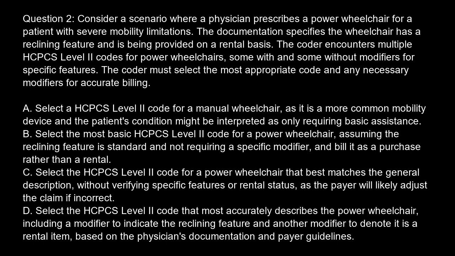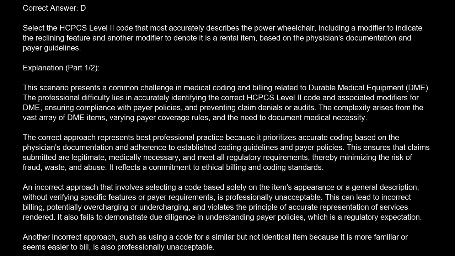Option D. Select the HCPCS Level II code that most accurately describes the power wheelchair, including a modifier to indicate the reclining feature, and another modifier to denote it is a rental item, based on the physician's documentation and payer guidelines. The correct answer is D. Select the HCPCS Level II code that most accurately describes the power wheelchair, including a modifier to indicate the reclining feature and another modifier to denote it is a rental item, based on the physician's documentation and payer guidelines.